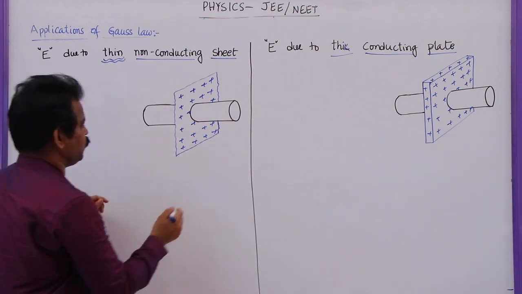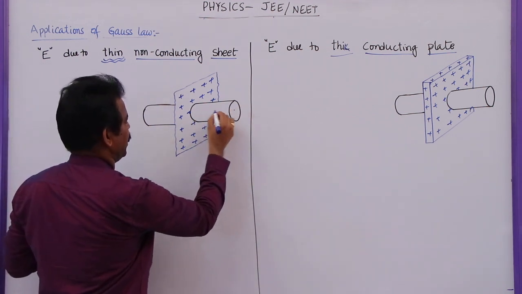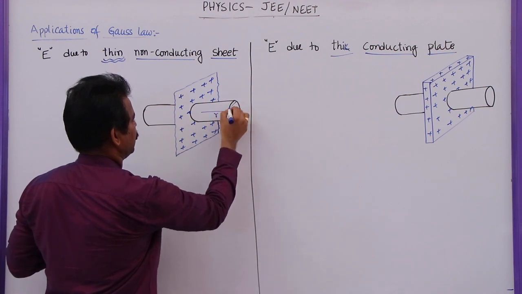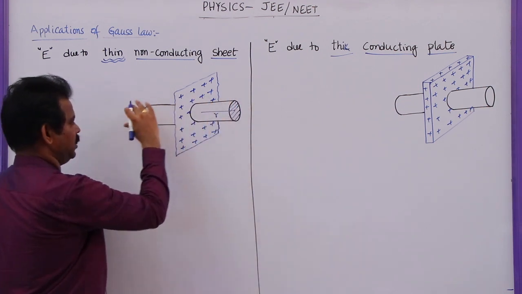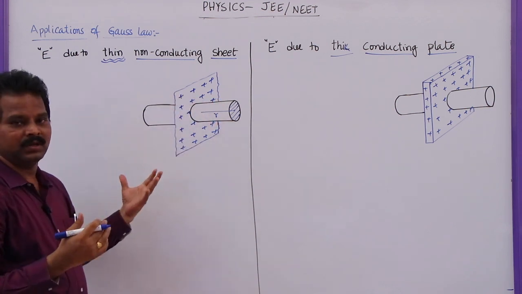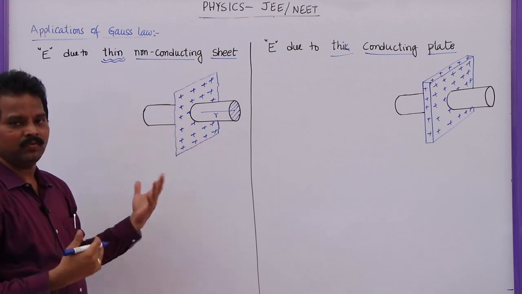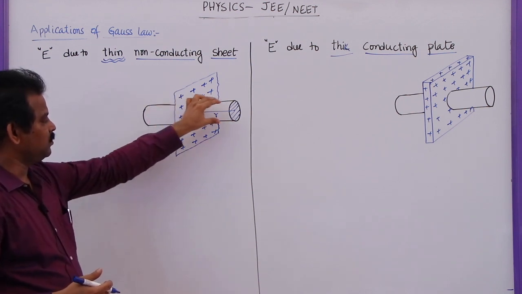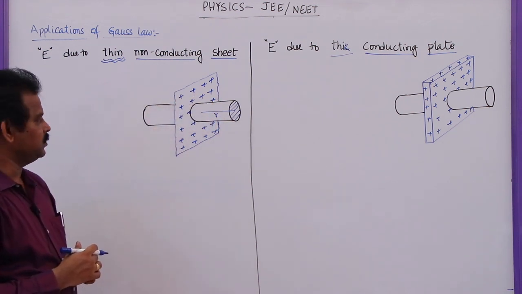Now, I wish to find out the electric field at some distance r from here. Let us say this is r. I wish to find out here. So I constructed a closed Gaussian surface in the form of a cylinder. I can consider a parallelepiped. You can consider a cube, whatever it may be. So for simplicity, I am taking a cylindrical Gaussian surface here.